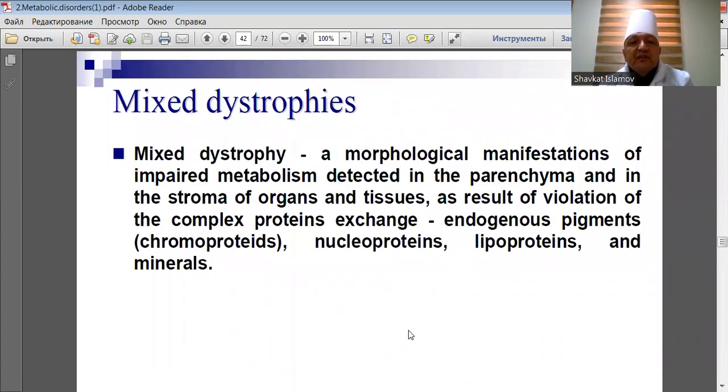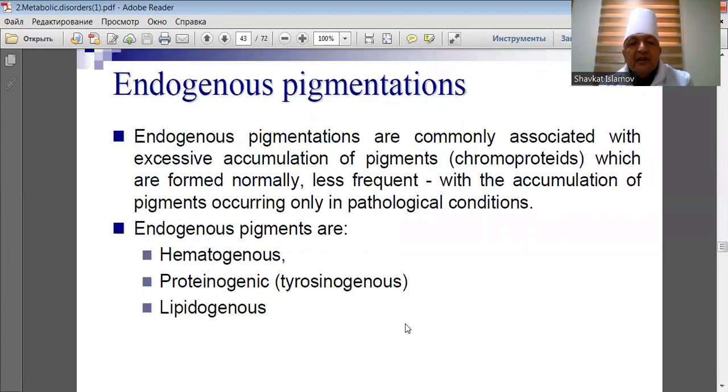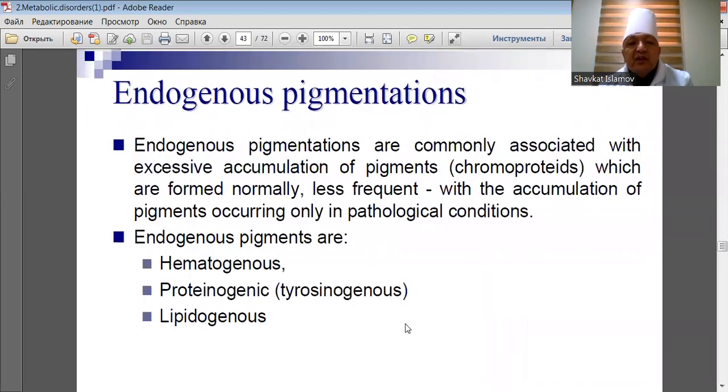Mixed dystrophy. Mixed dystrophy is the morphological manifestation of impaired metabolism detected in the parenchyma, the stroma of organs and tissues as a result of violation of the exchange of complex proteins, endogenous pigments, nucleoproteins, lipoproteins, and minerals. Endogenous pigments. Endogenous pigmentosis is commonly associated with excessive accumulation of pigments, less frequently with the accumulation of pigments occurring only in pathological conditions. Endogenous pigments are hematogenous, proteinogenic, lipidogenous.